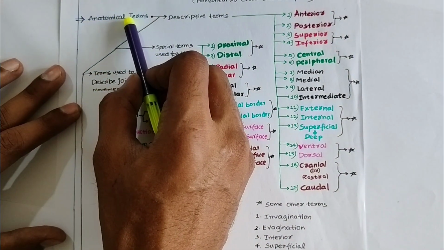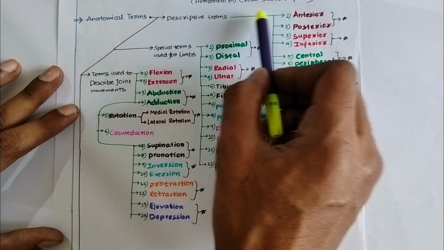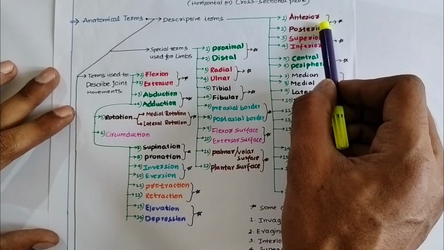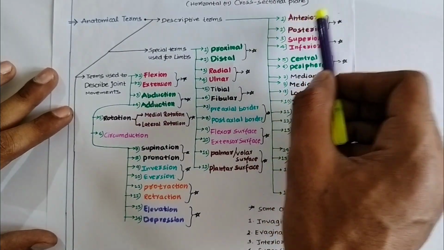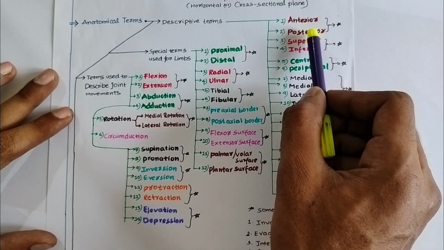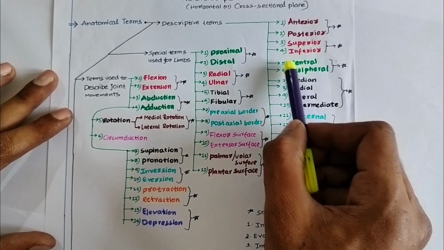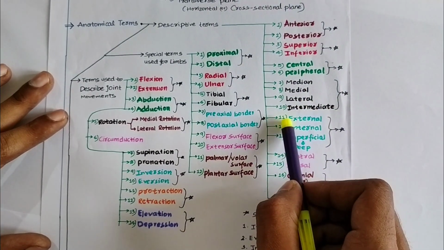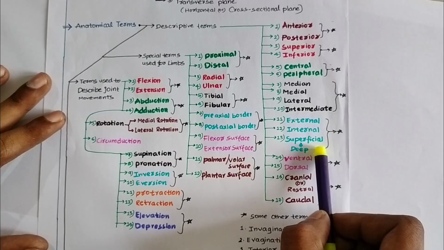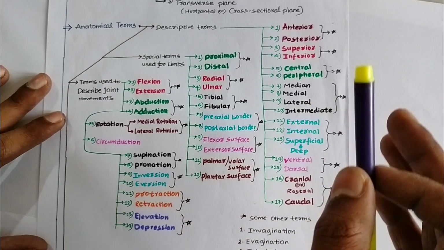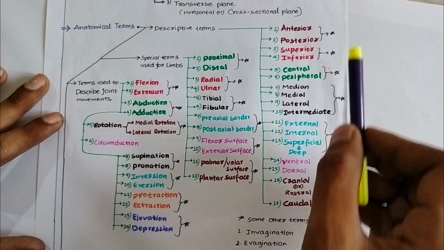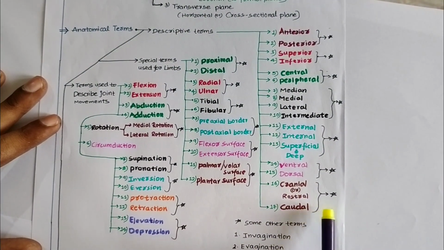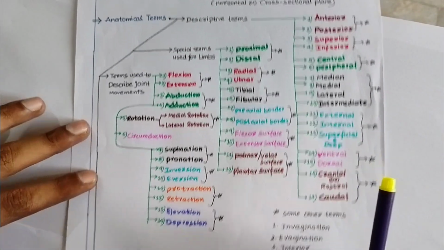So the anatomical terms in these are descriptive terms, which will describe the structures in relation to one another with various terms, like anterior, posterior. It's anterior to that structure, it's posterior to this structure. We'll describe anterior, posterior, superior, inferior, central, peripheral, median, medial, lateral, intermediate, and external, internal, superficial, deep. The structures will orient the type of orientation they are on. So we'll describe through these terms: ventral, dorsal, cranial, rostral, caudal.